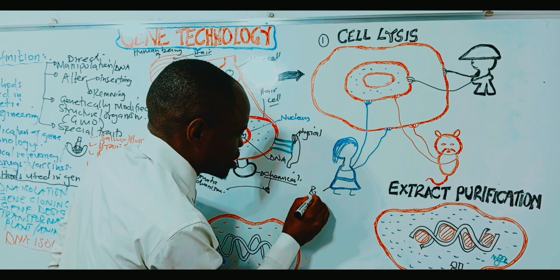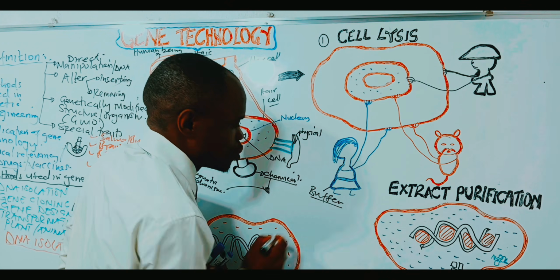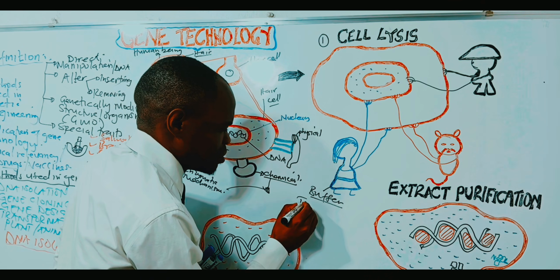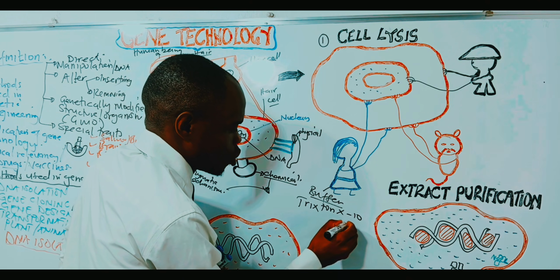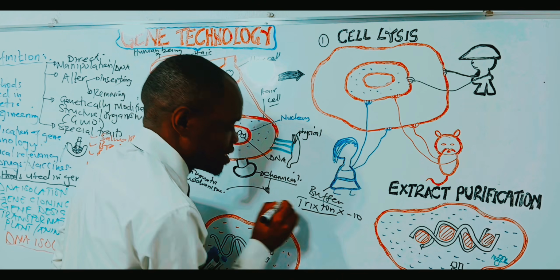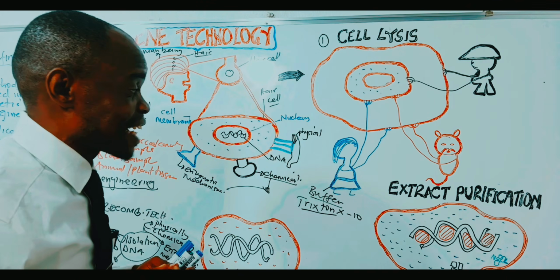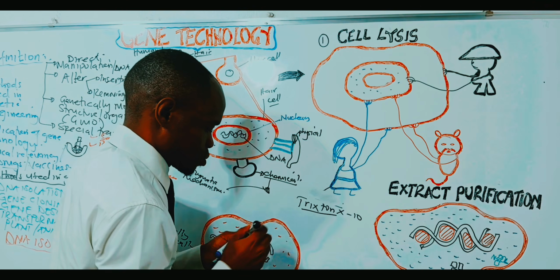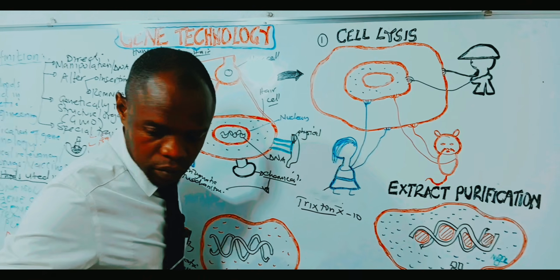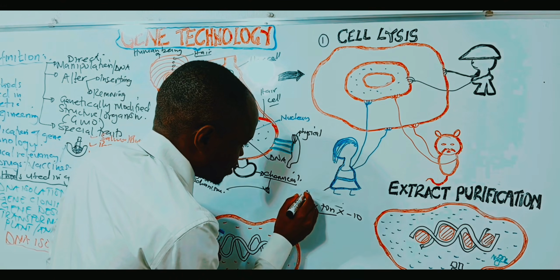Now, this one is a chemical substance, and this one is going to be called a buffer. You get? It's called Triton. Triton X-100. This one is a detergent, not a buffer. Sorry. This is a detergent.